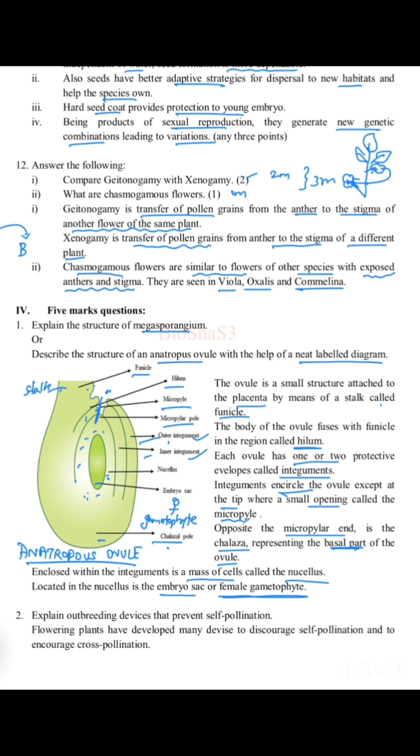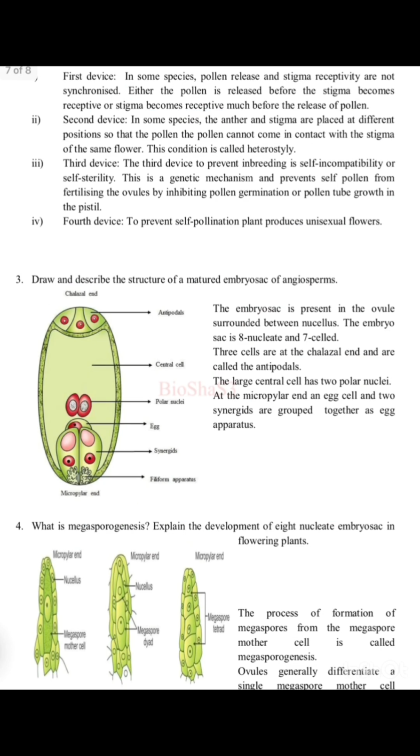Explain outbreeding devices that prevent self-pollination. Flowering plants have developed many devices to discourage self-pollination and to encourage cross-pollination. First device is, in some species, pollen release and stigma receptivity are not synchronized. Either the pollen is released before the stigma becomes receptive, or the stigma becomes receptive much before the release of the pollen. So this is the first thing.